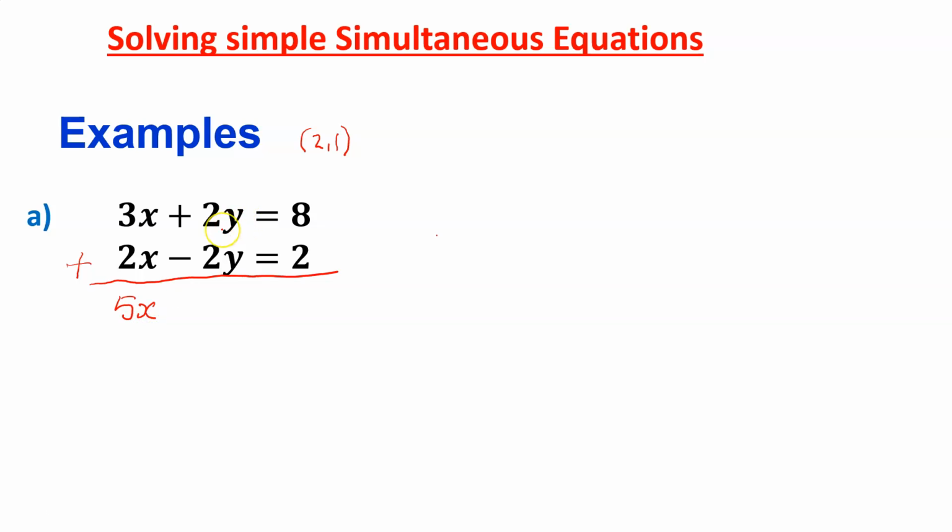What is plus 2y plus minus 2y? Well, if you know about positive numbers and negative numbers and how to add them, you will find that this is 0. And that's all we wanted. We eliminated the y. That's where the elimination method gets its name. 8 plus 2, that's 10.